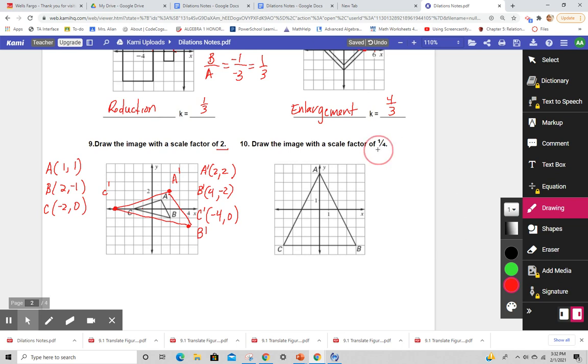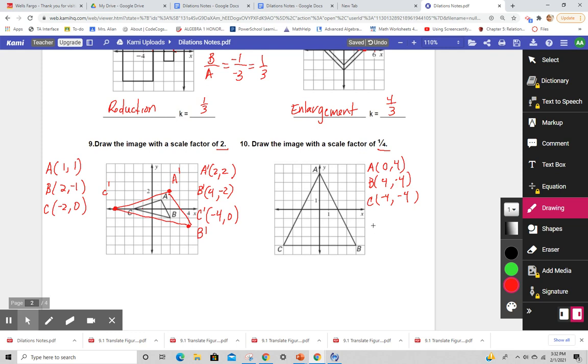All right, so this is going to be a reduction because the scale factor is between 0 and 1. All right, we need the vertices of this figure here. So A is located at 0, 1, 2, 3, 4, at 0, 4. B is located at 1, 2, 3, 4, and down 1, 2, 3, 4, -4. C is located at -4, and down 1, 2, 3, 4.